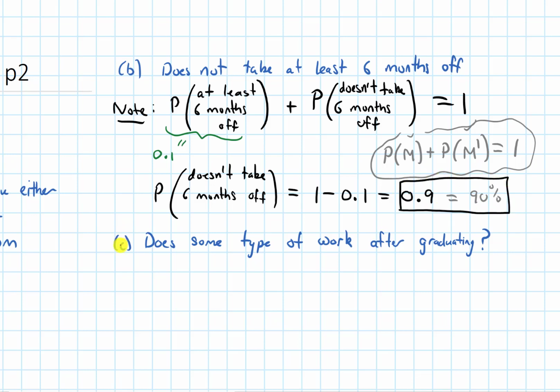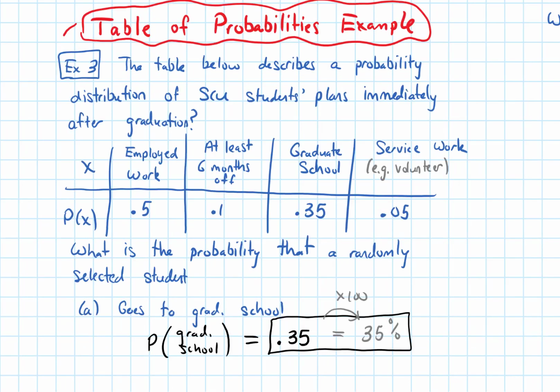One final part to this example asks, what's the probability that a randomly selected student does some type of work after graduating? Let's look back to our table. In the table, there are 2 types of work that are described. There's employed work, like having a job, for which you earn some sort of salary. And there's also service work, for example, being a volunteer. So let's keep that in mind.